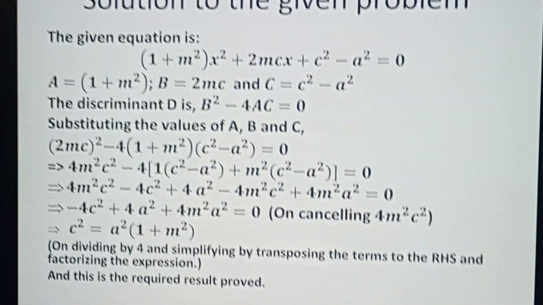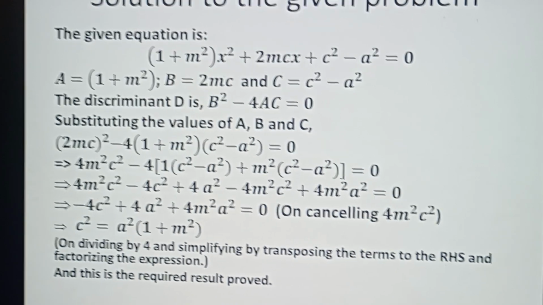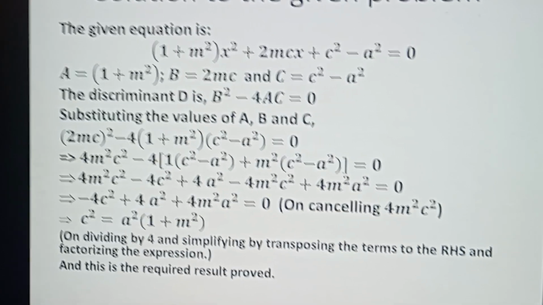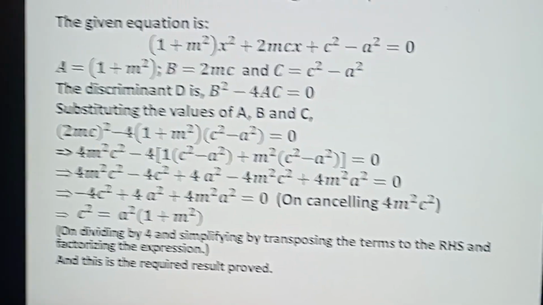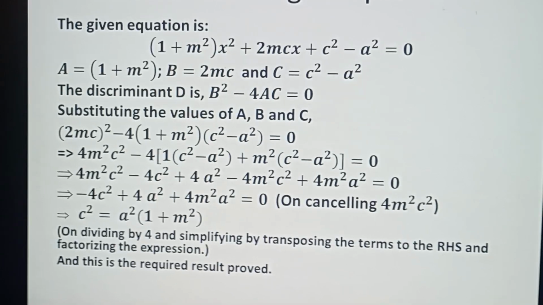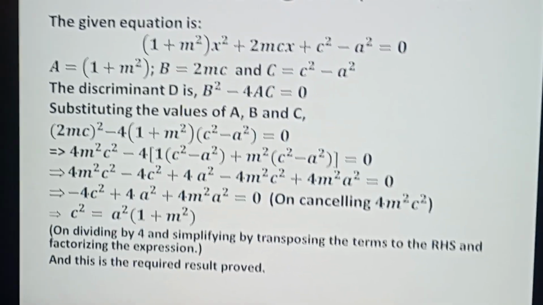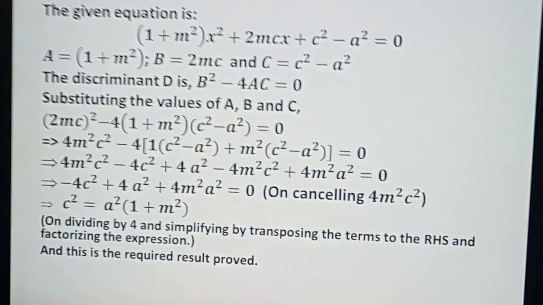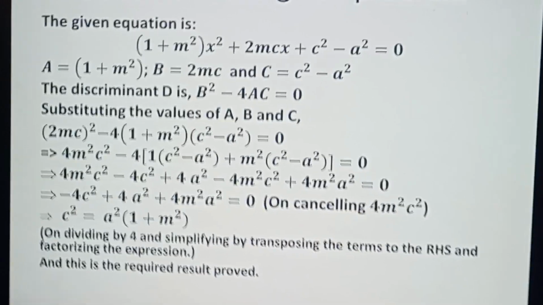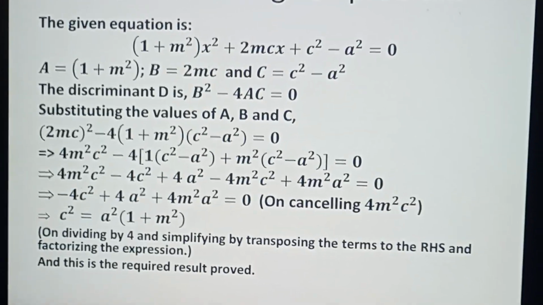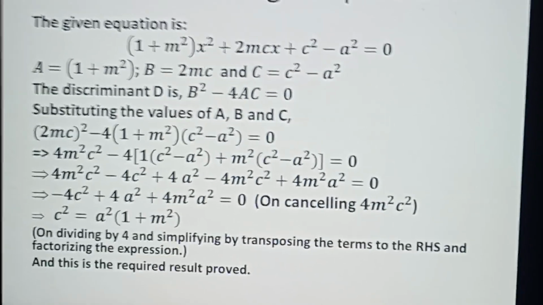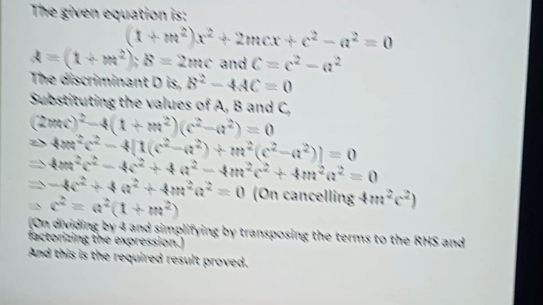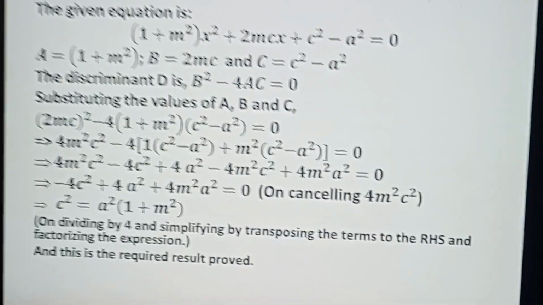Try it yourself, but it is given here. You could follow the steps carefully. See, we are using this 4 m squared c squared. On squaring 2mc, we get 4 m squared c squared minus 4 is outside. We are actually introducing one square bracket purposely just to avoid mistakes creeping in this step, because there is a sign change, there is a bracket involved in this.